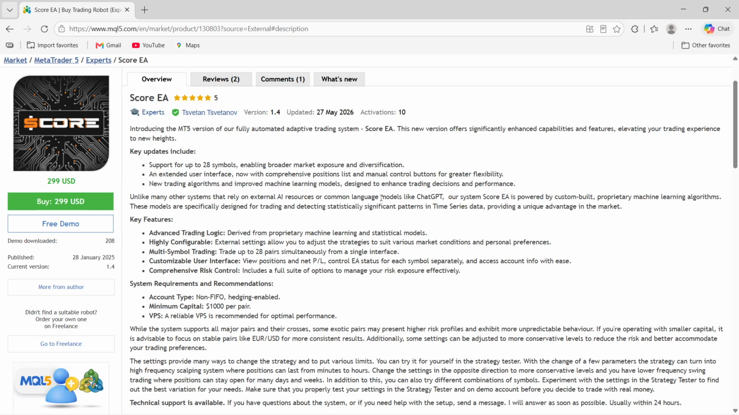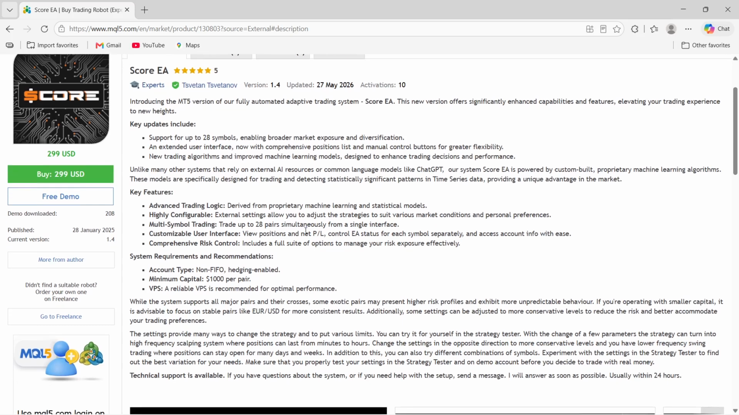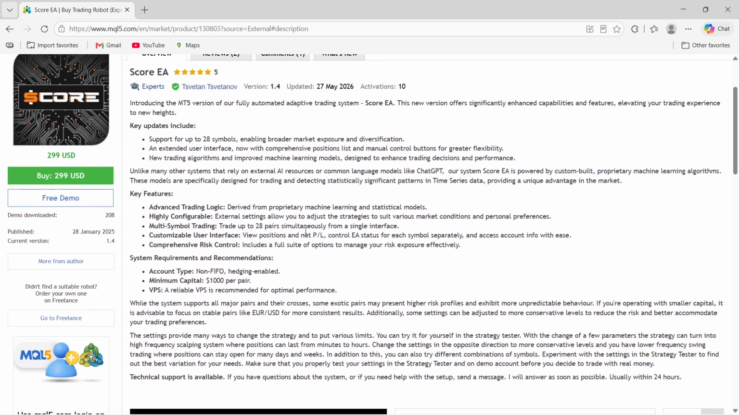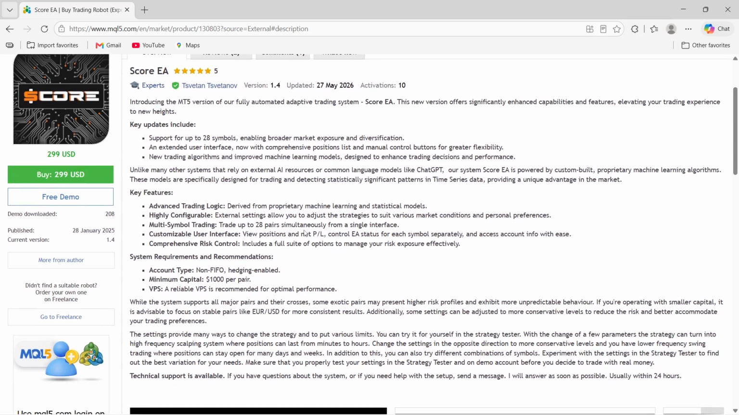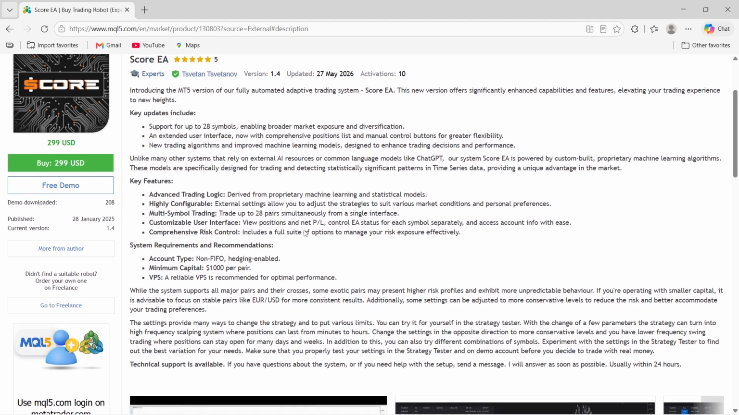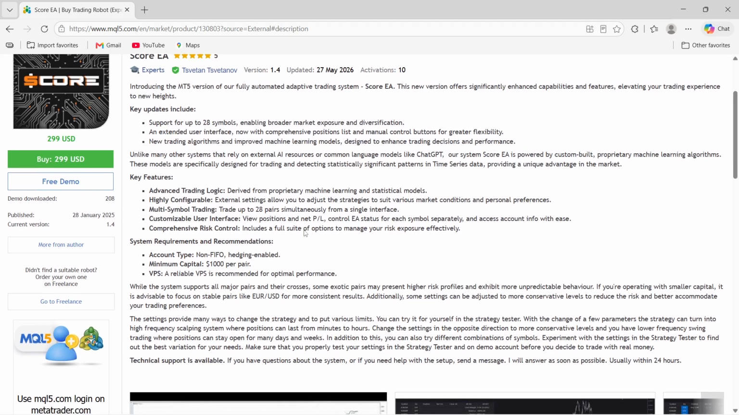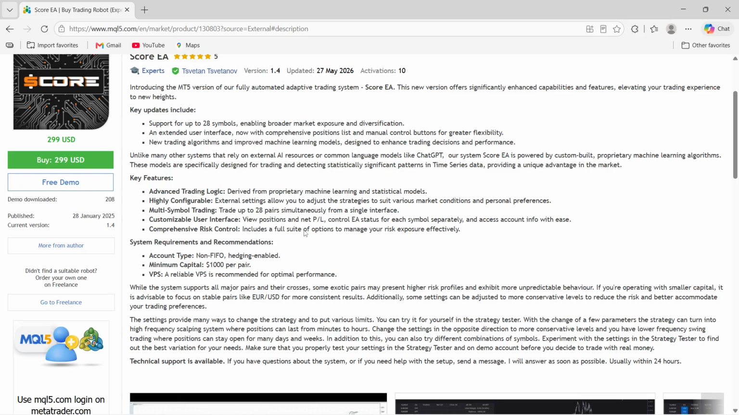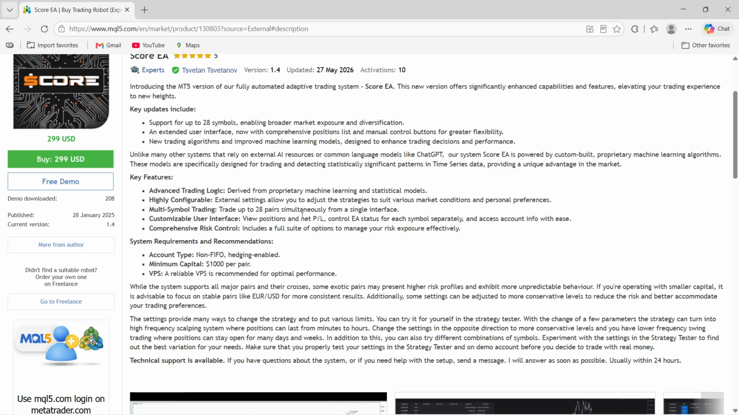In this review, I'll walk you through the claims straight from the product page, as you can see here. Then we'll look at how the developer's backtest stacks up against my own test, and I'll give you a realistic trader's verdict on what you can actually expect if you put this on a live account. All right, let's start with what the developer says. Not my opinion yet, to be clear.